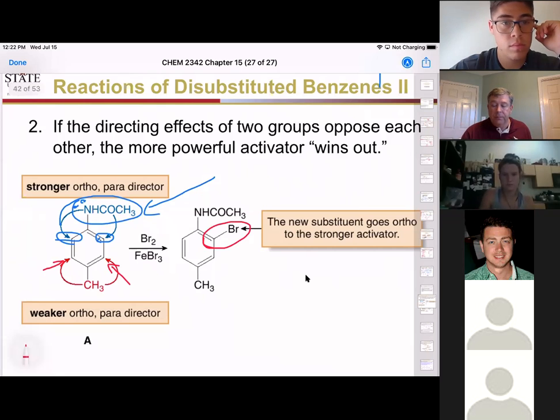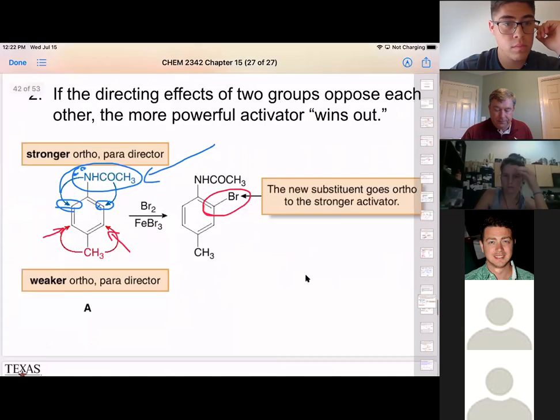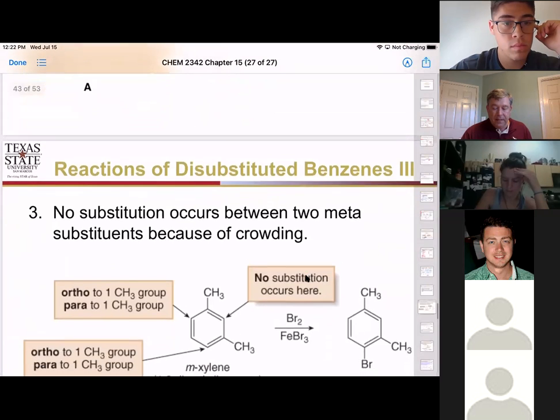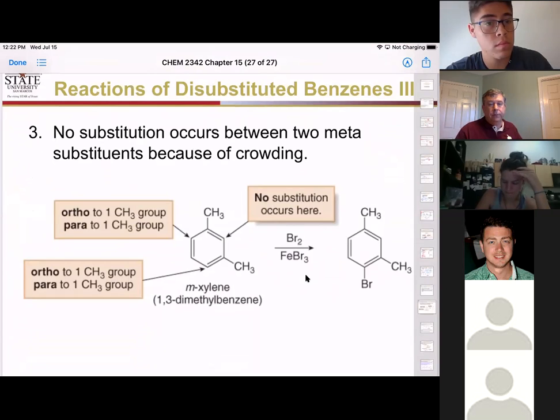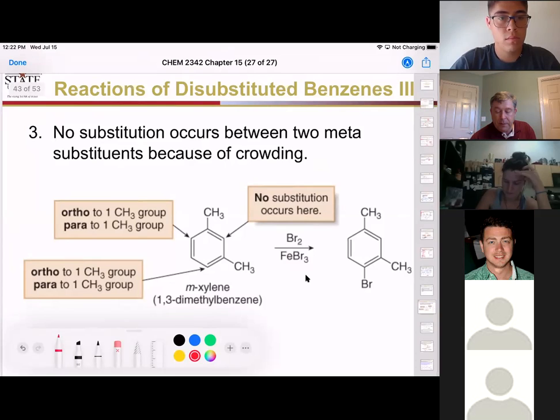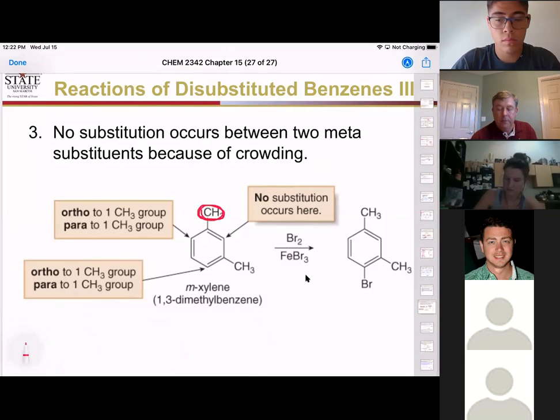Okay, so let's go on to a different situation, a situation where we have conflicting or crowding results here. The first thing I want to do is look at the red methyl right here. That red methyl is weakly activating, but it's an ortho-para director. And so the red one is going to direct here, here, and here. Those are the three sites that it's directing any substitution to.